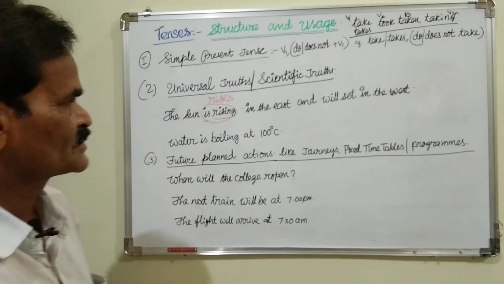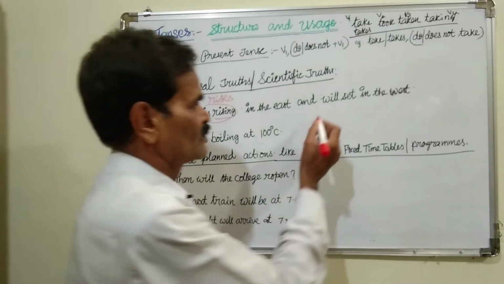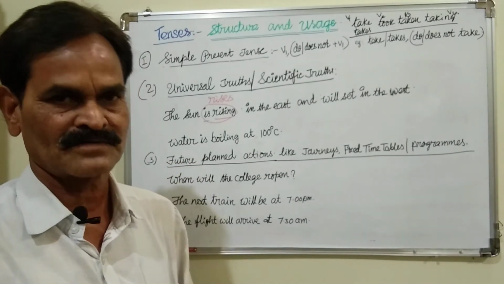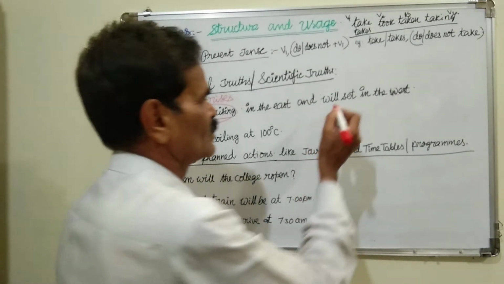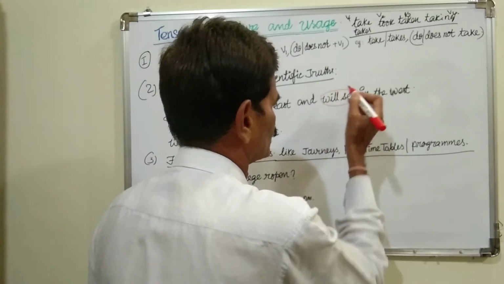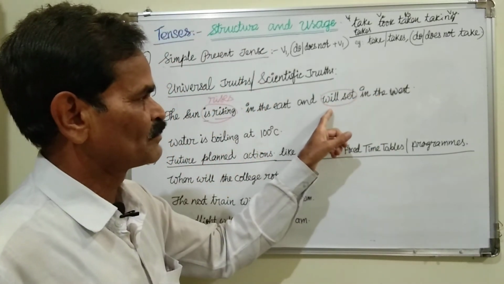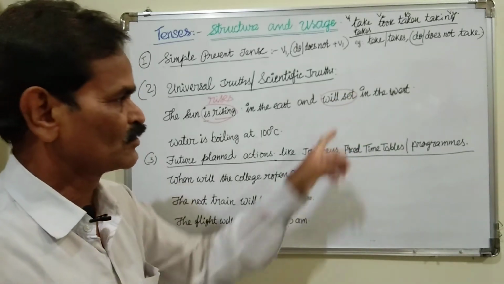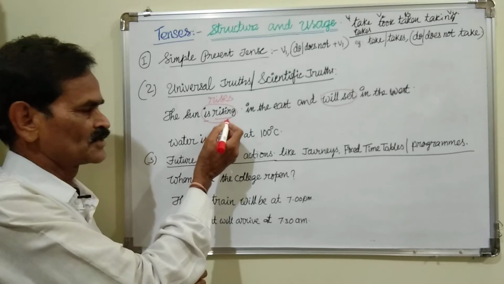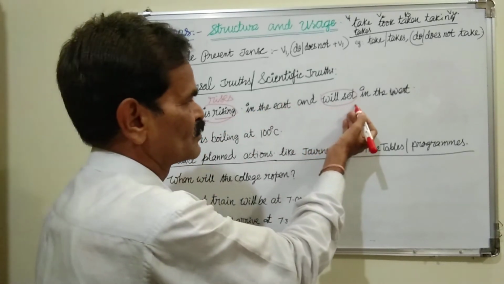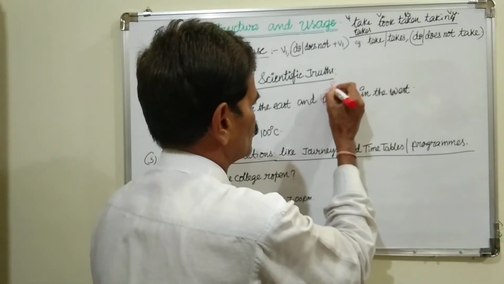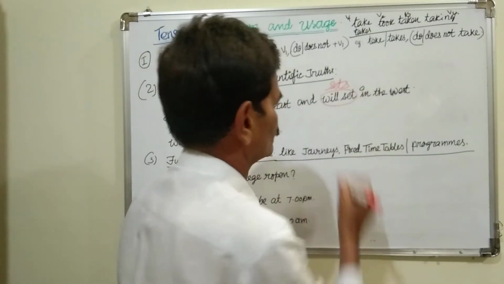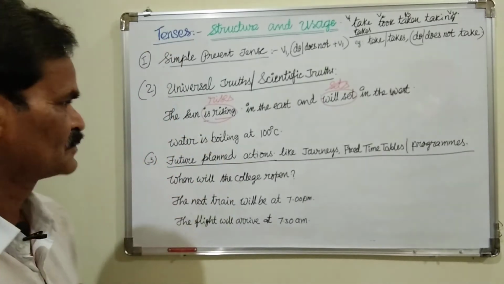The sun rises in the east and will set in the west. This is also a universal truth. The sun sets in the west only. So here will set is simple future: will is the helping verb for future. For universal truths, we cannot use present continuous, we cannot use simple future, we must use only simple present, that is V1, and the sun is singular, so yes, the sun sets in the west.